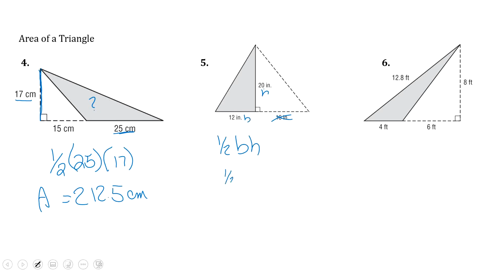So 1/2 of 12 times 20 equals 120 inches. Make sense? Again, we're just looking for the shaded area. Extra information I don't need.